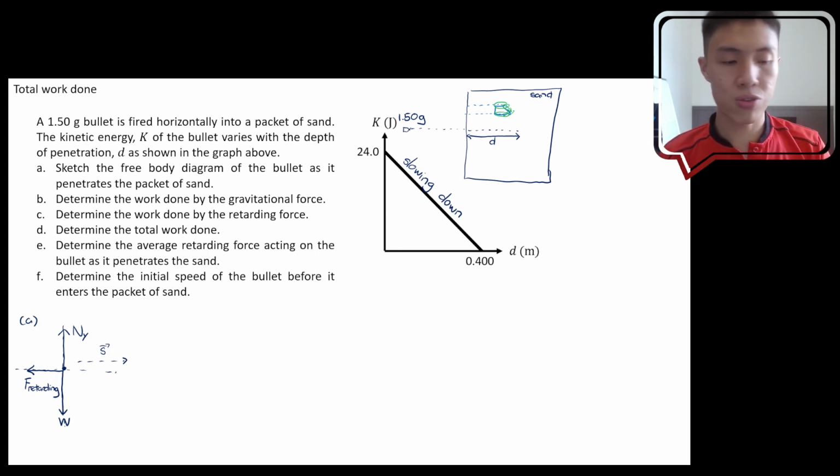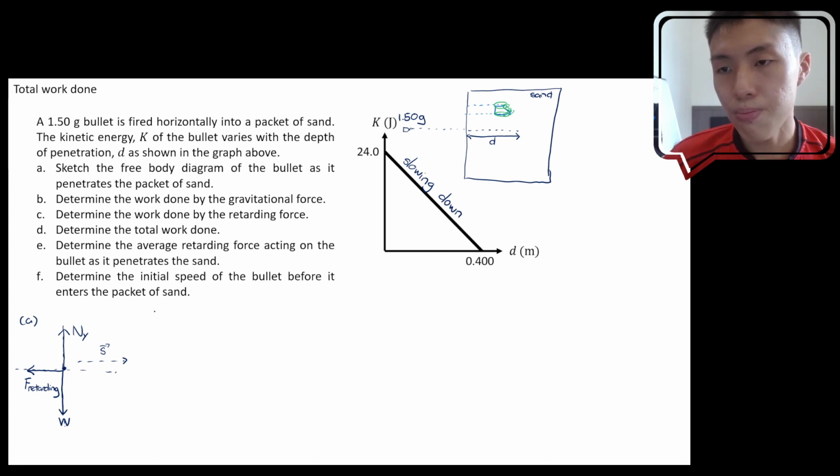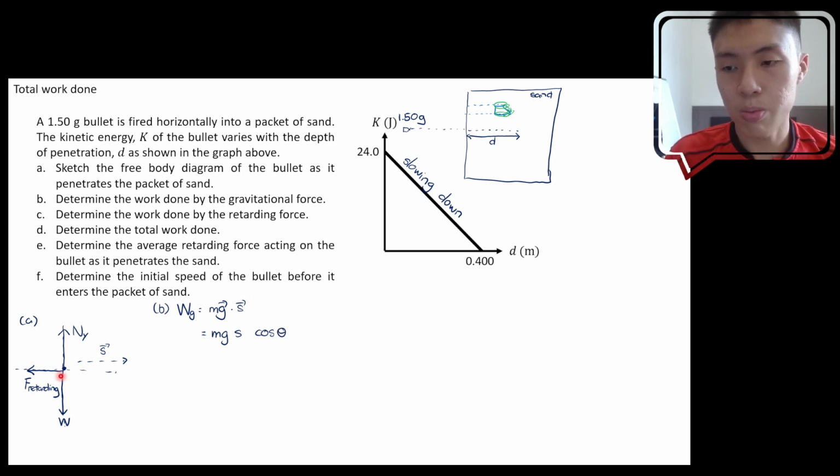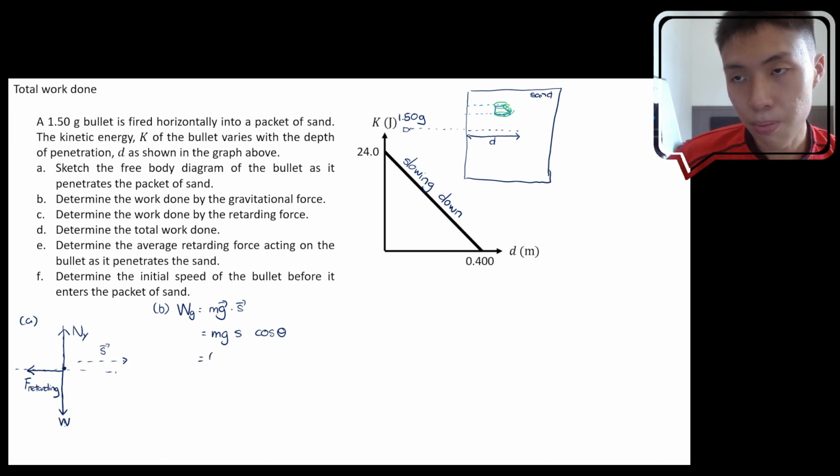Now let's follow through with the second question. Question B, the work done by the gravitational force. So this will be work done by gravity. It will be the weight dot displacement, and if we open it up, this will be mg s cos theta. The mg, which is the weight, is pointing downward, whereas the displacement is pointing to the right. So we definitely know that the angle between them will be 90 degrees. The mass is 1.50 gram, and we have to change it into kg.